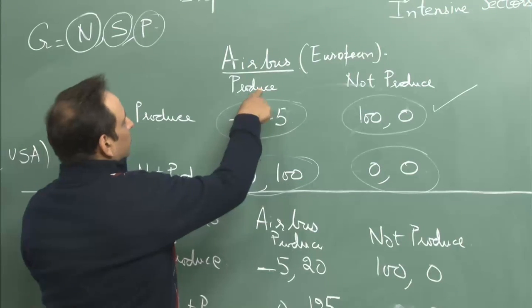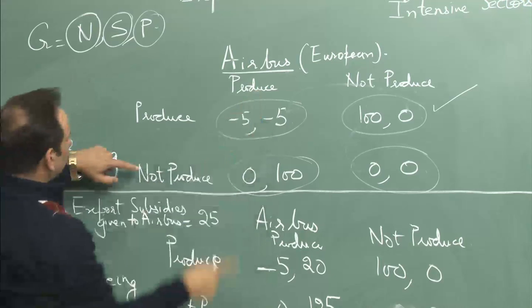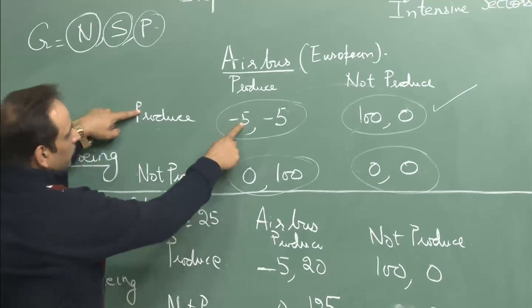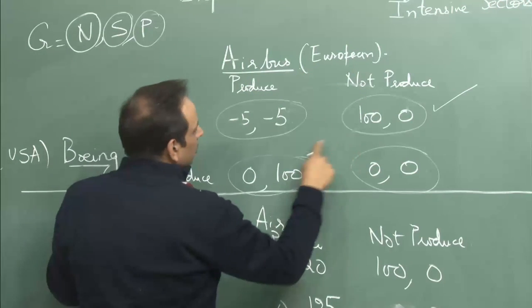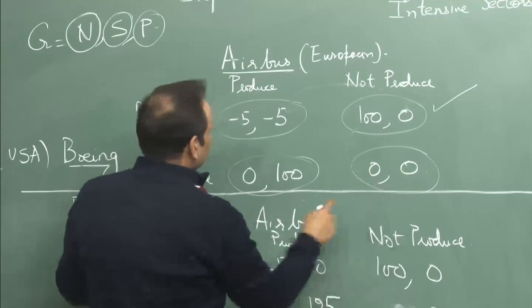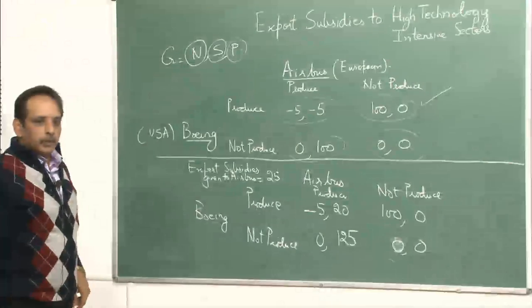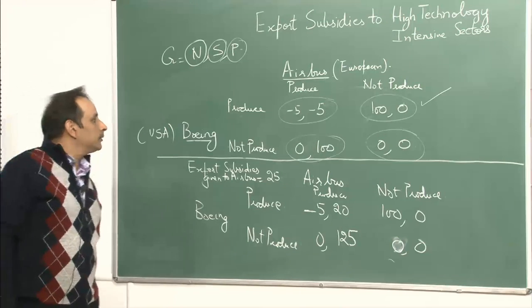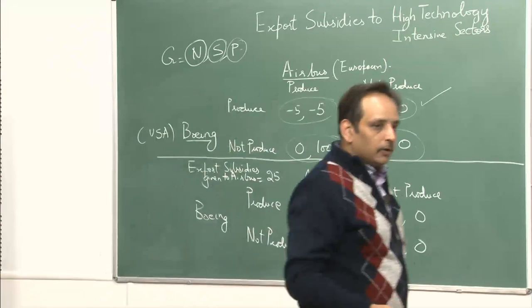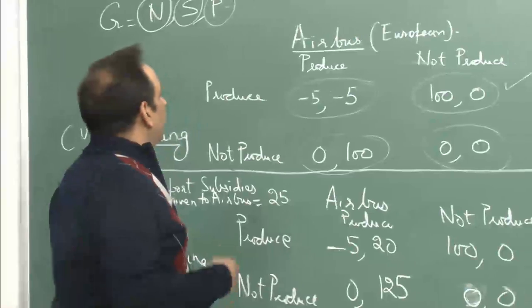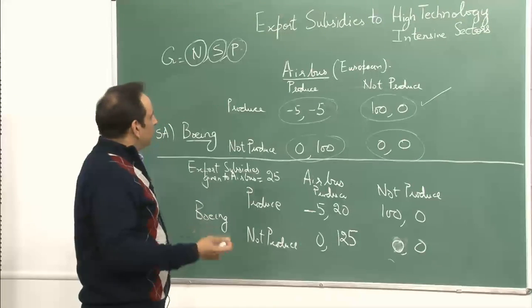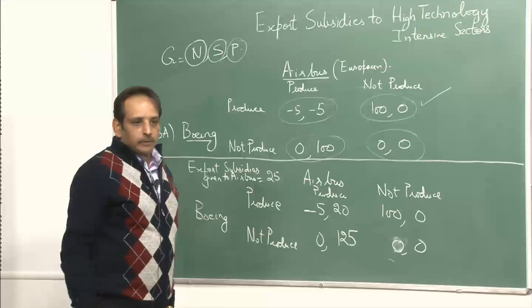if Airbus keeps playing this strategy and Boeing moves from not produce to produce, it loses. And if Boeing keeps playing this strategy, Airbus moves from produce to not produce, it loses because it gets zero. So you have two Nash equilibria, either one of them producing, the other one not producing. Now it's a matter of chance or probably technology, who comes first in the market. If say Airbus comes first in the market, then it will produce the aircraft and Boeing will not.